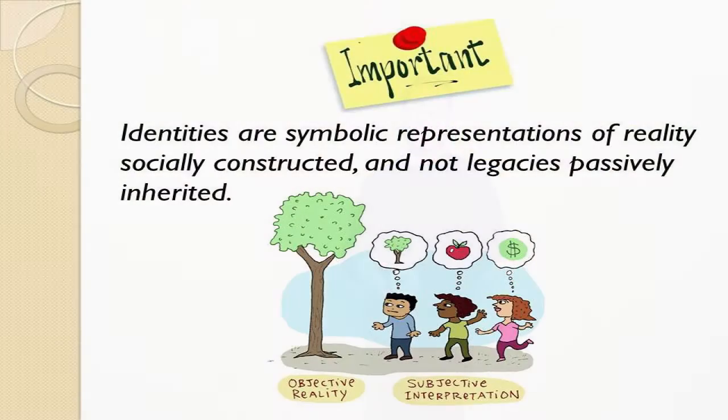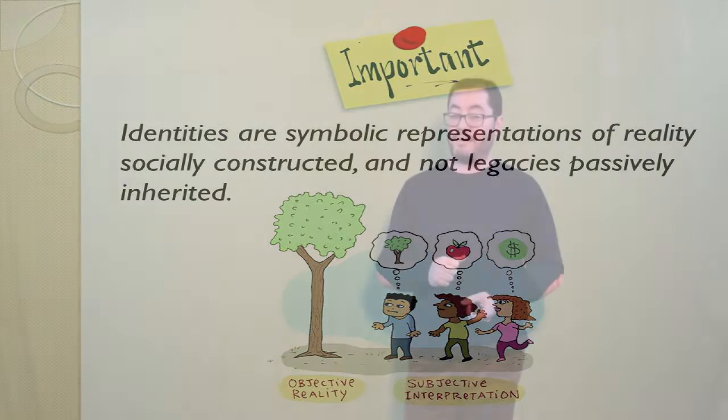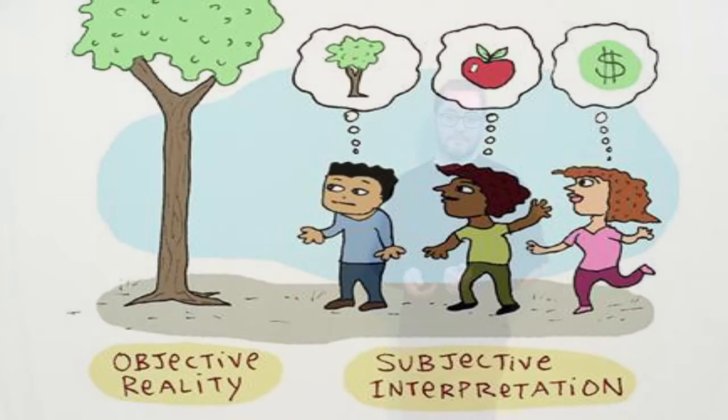It is important, very important, and you need to be reminded of this, that we think of identities as symbolic representations of reality that are socially constructed. They are not legacies that we have passively inherited. We keep constructing the ideas behind and the ideas that provide the source of reality. Take a look at that image. We can think about one objective reality, but different ways of subjectively thinking of that object.